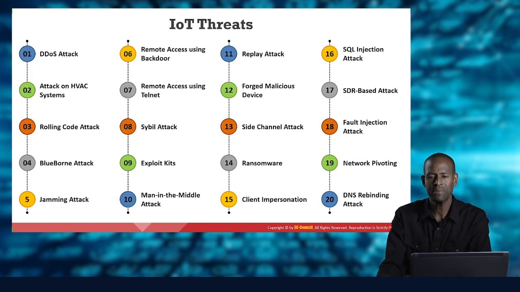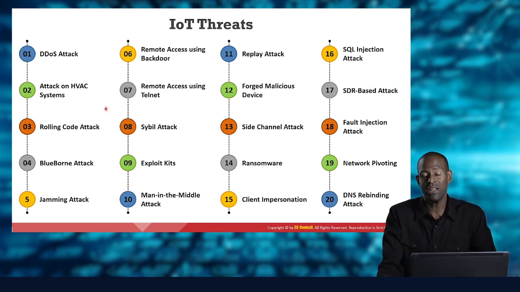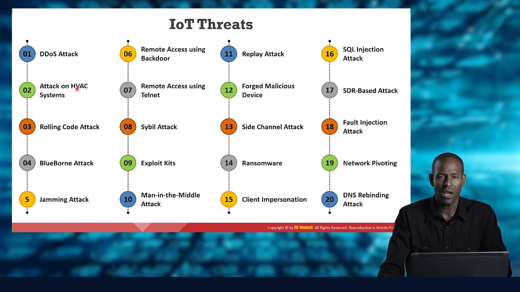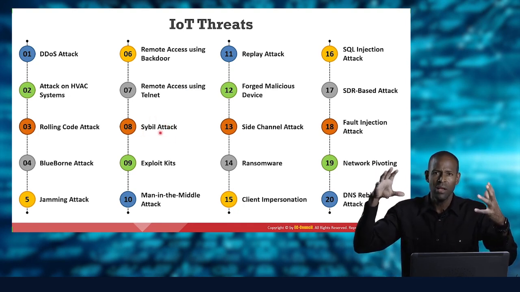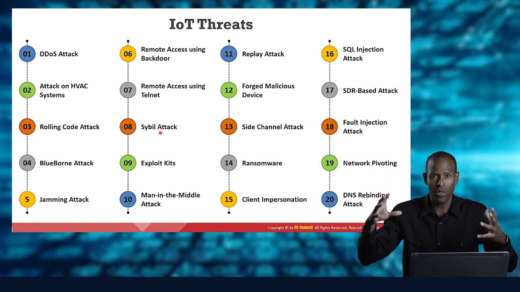We look at some of the types of attacks that can be used against IoT, including DDoS, even an attack on an HVAC system, causing overheating, causing people to suffer. A rolling code attack. This is the type of attack that you do if you want to steal a vehicle that has a key fob. BlueBorne, jamming attacks, remote access attacks, Sybil attacks, where you use a whole bunch of fake accounts to fool a system.